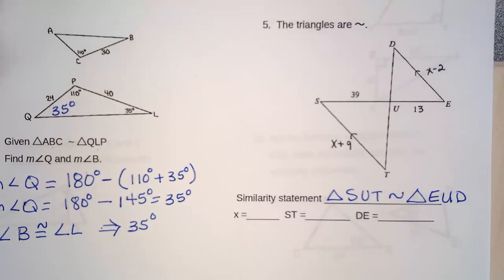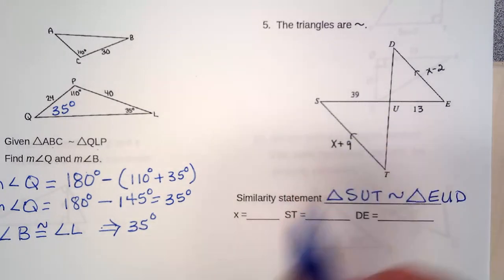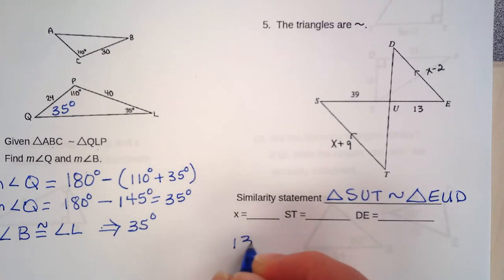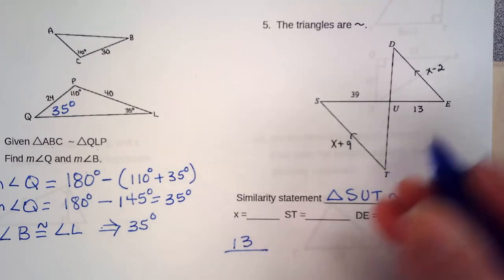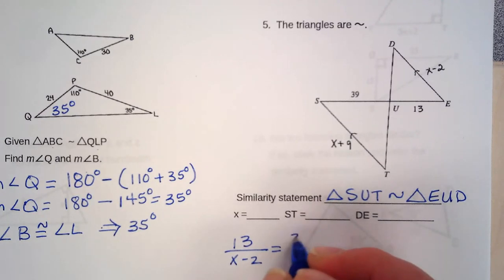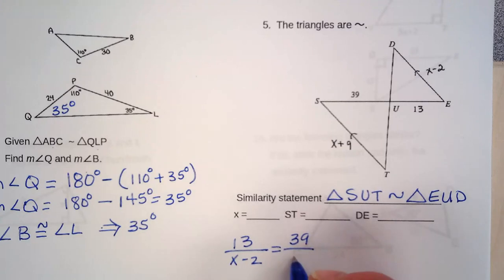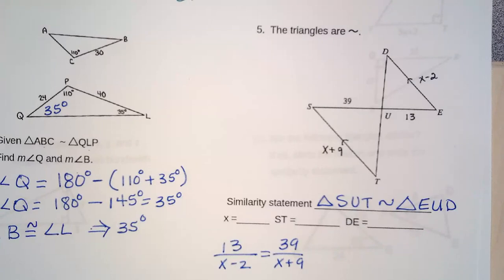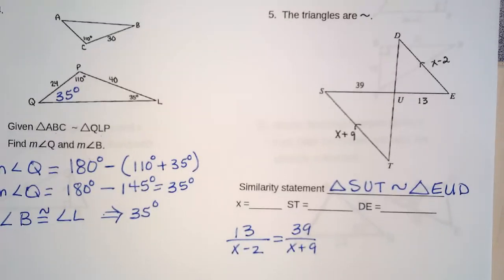Okay, so how do I find X? Well, I have to put my numbers together. So I've got 13 over, these two go together, x minus 2 is equal to 39 over x plus 9. This time I have to do that cross multiplication.